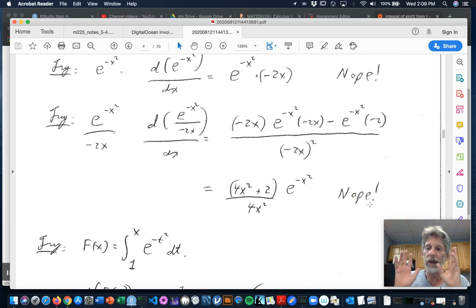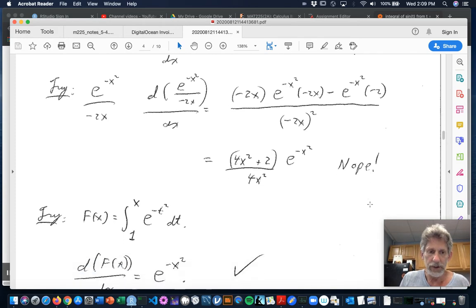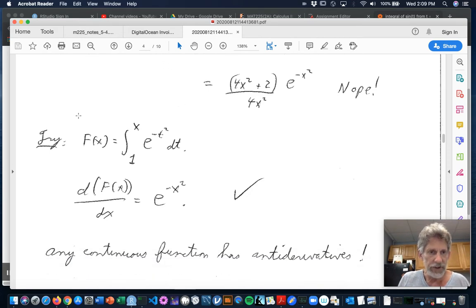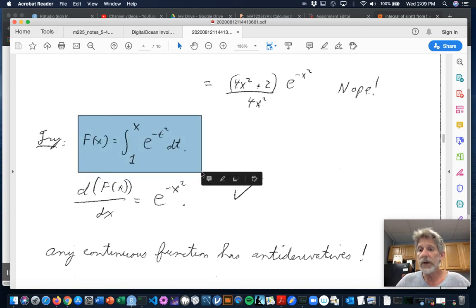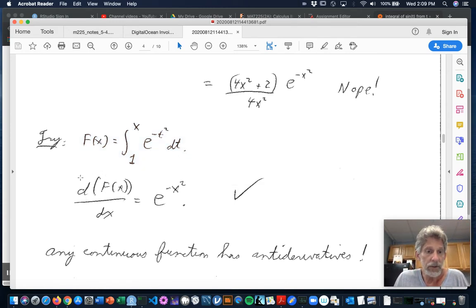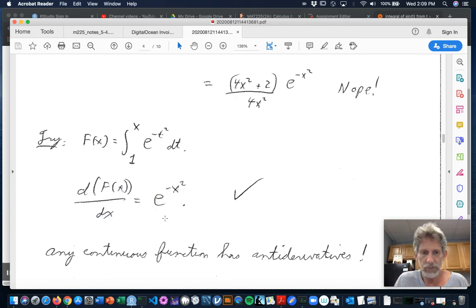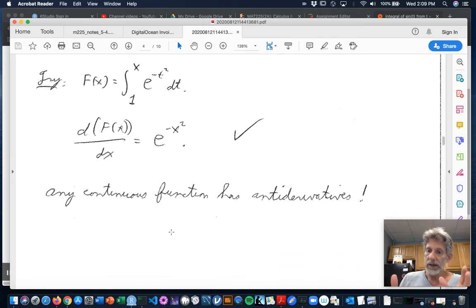And I tell you, you could actually struggle as much as you want and be as clever as you like. There's actually no closed form formula for an antiderivative for e to the negative x squared. But there is a way to express an antiderivative using the area under the curve function. Just let f of x be the integral from any number you like, I'm sticking a 1 here, to x of e to the minus t squared dt. And then the fundamental theorem of calculus part 2 says, hey, its derivative would be e to the minus x squared. So this is an important idea.